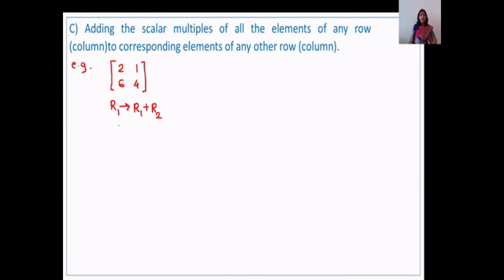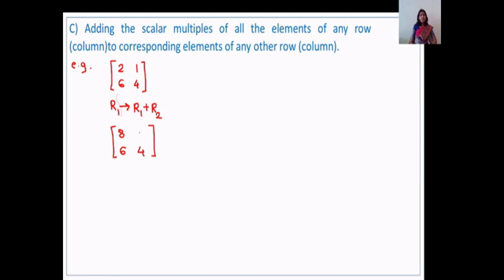That means we have to add R1 and R2 and write this answer in R1. In the answer, R2 is as it is, there is no change in R2, so write 6 and 4 as it is. There is change in R1. So what is R1? First element is R1 plus R2. Here R1 is 2, R2 is 6. So 2 plus 6, that is 8. Here is 8.